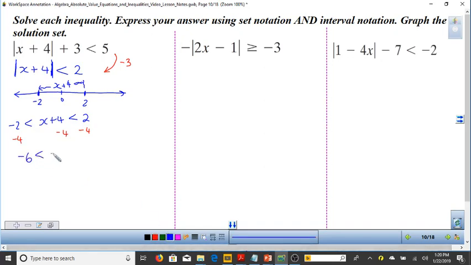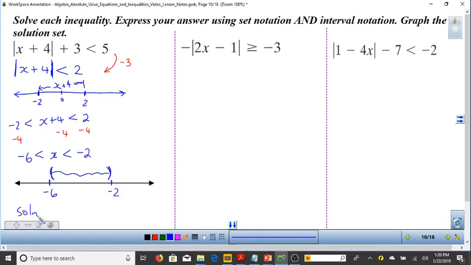Negative 6 is less than x, which is less than negative 2. So if I choose numbers between negative 6 and negative 2, those will work. But if I choose numbers that are not between them, those numbers will not work. So I'm going to leave you to check the solution here, and I'm just going to graph the solution set. The marker on the left is negative 6. The marker on the right is negative 2. I shade between them because x is between them from left to right, and we use parentheses because it's a strict inequality.